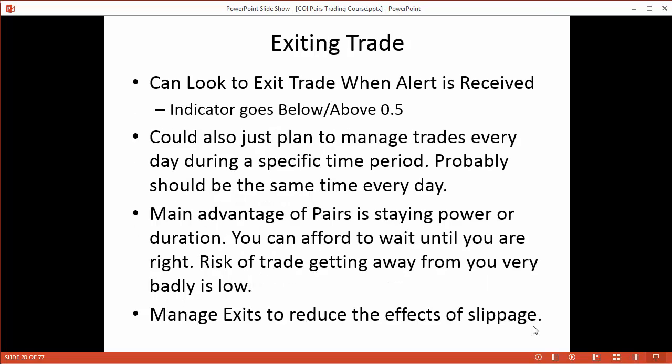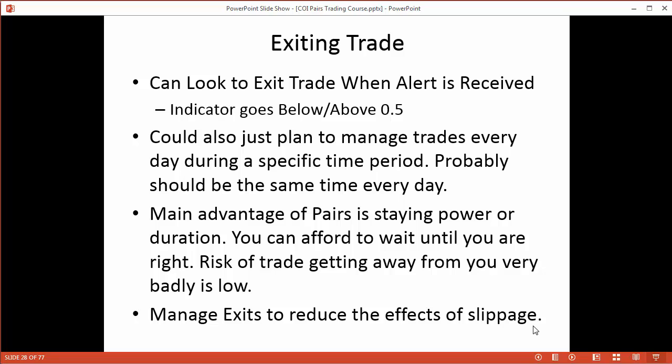You can look to exit a pairs trade when you receive an alert. This is usually when our indicator in NinjaTrader goes below or above 0.5, depending on whether you're long the pair or short the pair. You could also just plan to manage the trades every day during a specific time period. This should probably be the same time every day. I do know pairs traders who only trade once a day. They enter opportunities as they come around, but they only manage their closing trades once a day.